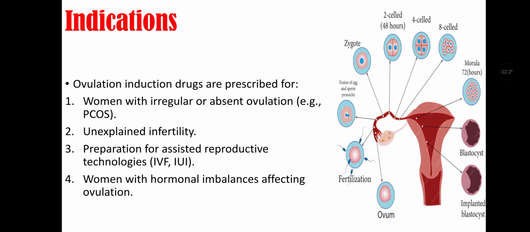Indications. Ovulation induction drugs are prescribed for women with irregular or absent ovulation, with unexplained infertility, in preparation for assisted reproductive technologies, and with women with hormonal imbalances affecting ovulation.